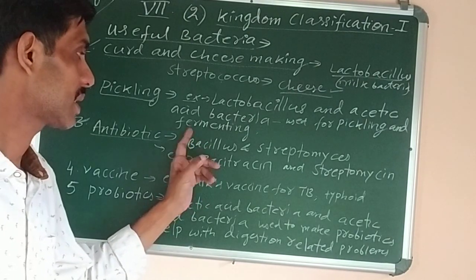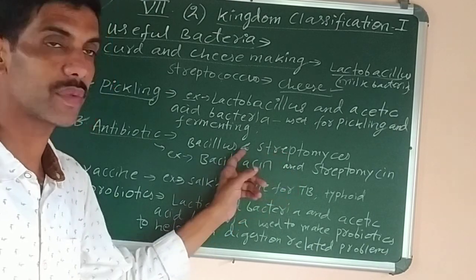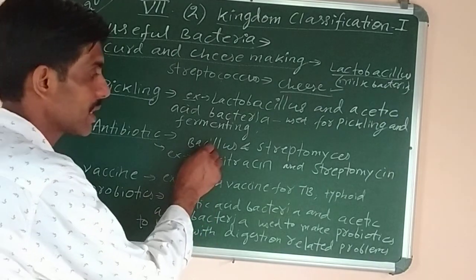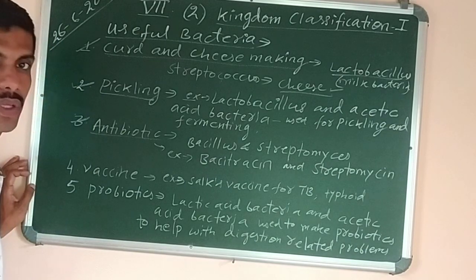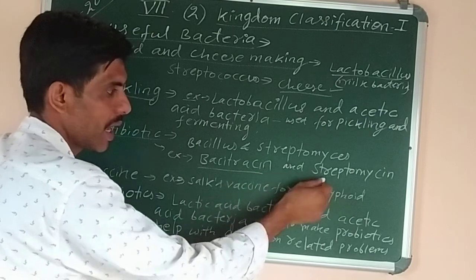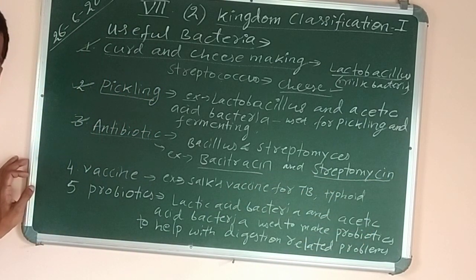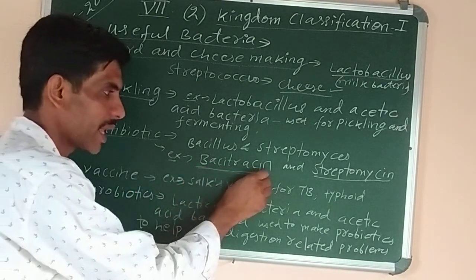The genus Bacillus and Streptomyces, both of them are the name of a genus or type of bacteria. The genus Bacillus and Streptomyces are used to produce the antibiotics. These are the names of the antibiotics, bacitracin and streptomycin. Like this, many more antibiotics may be there, tetracycline, ampicillin, cloxacillin, hydroxycillin. Many names of antibiotics are there. So these 2 indicate the names of antibiotics.